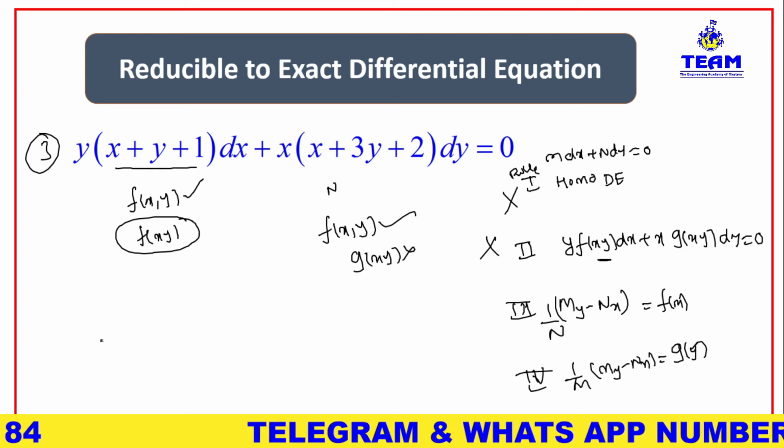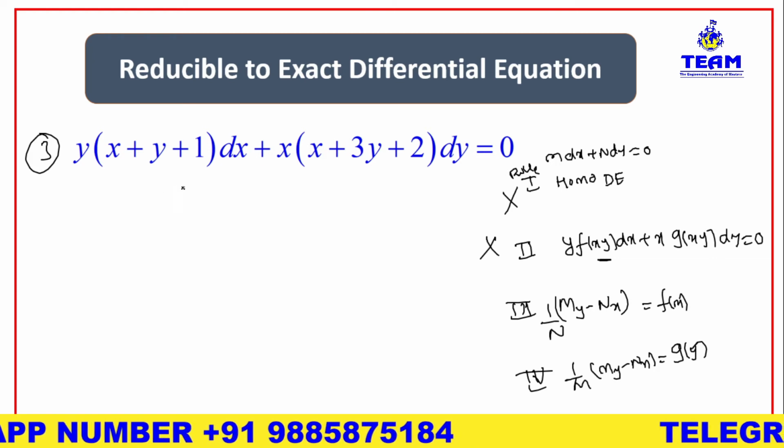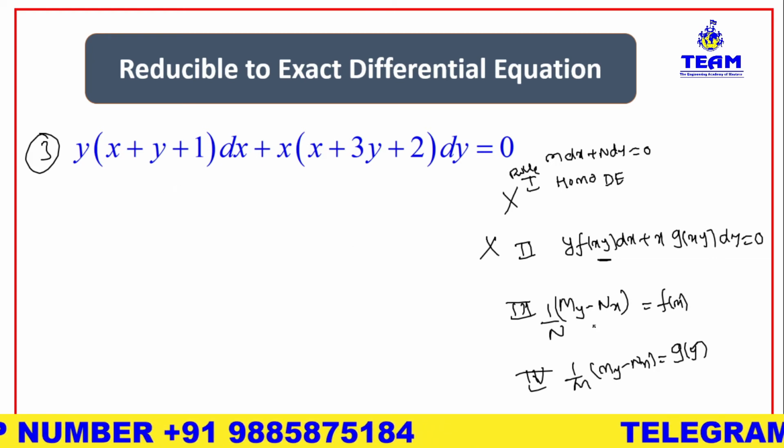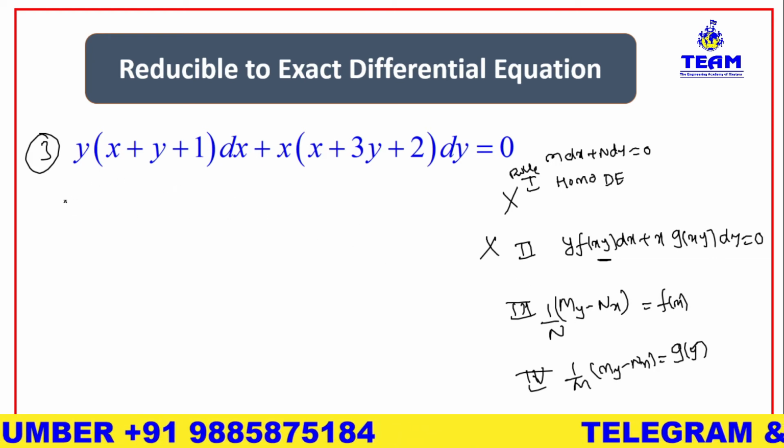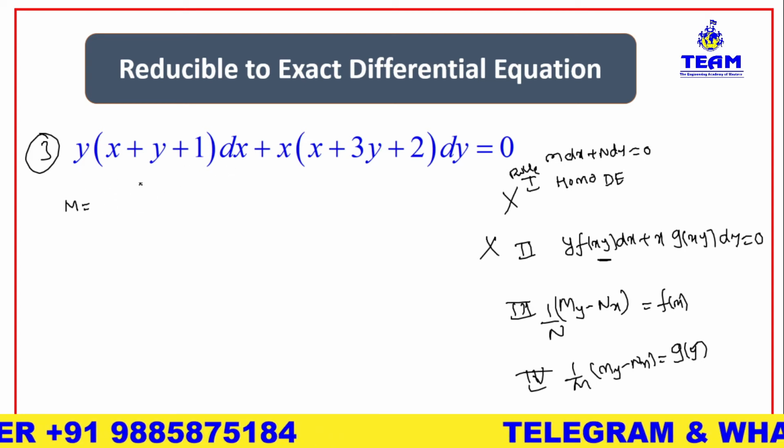Okay, now I am going to verify whether it is rule 3 or rule 4. For rule 3 and rule 4, what you need to find is ∂M/∂y and ∂N/∂x. So first you write down M. What is M, friends? You need to multiply inside, the x coefficient is M. That you don't forget, friends.